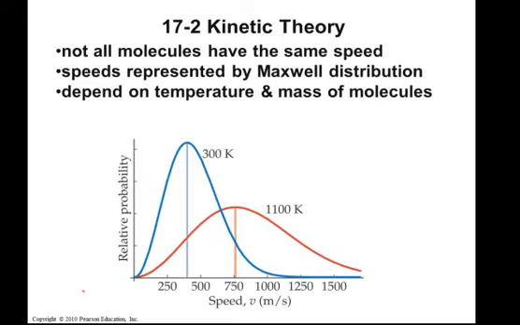Not all molecules are going to have the same speed at the same temperature. The speeds are going to be represented by what's called the Maxwell distribution, and it depends on the temperature and the masses of the molecules. I can see here that in this case, the bulk of them have this speed, where at 1100 Kelvin I can see that the average speed is much greater. So the higher the temperature, the higher the average speed, but this is a distribution of all of the speeds of the molecules.